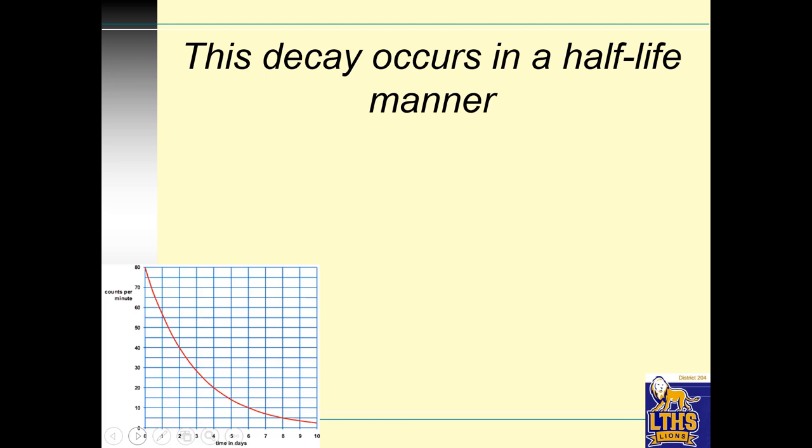This decay occurs in a half-life manner. Now, that's not normal, right? I love me some Oreo cookies. Vanilla Oreo cookies are my personal favorite if you're looking for a teacher gift at the end of the year. And I tend to eat them two at a time. So if I have 30 in there, I go to 28, and then 26, and then 24, and then I burp, and then I go to 22. And you see how that would be linear. This is not a linear decay.